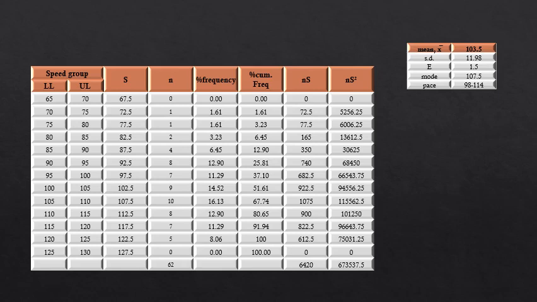The mean X-bar of the sample is 103.5, and the standard deviation is equal to 11.9. The standard error, capital E, was calculated and is equal to 1.5.